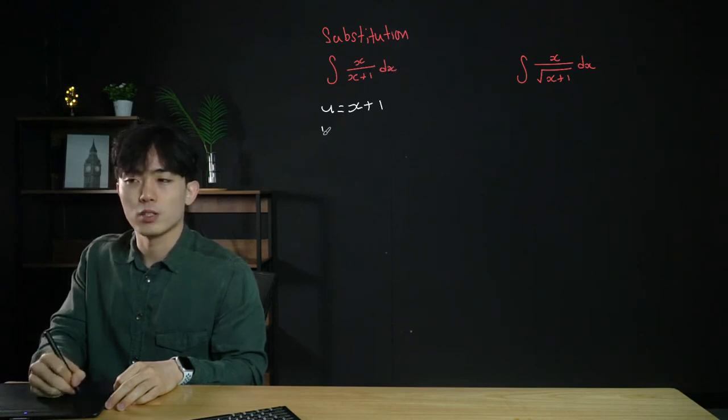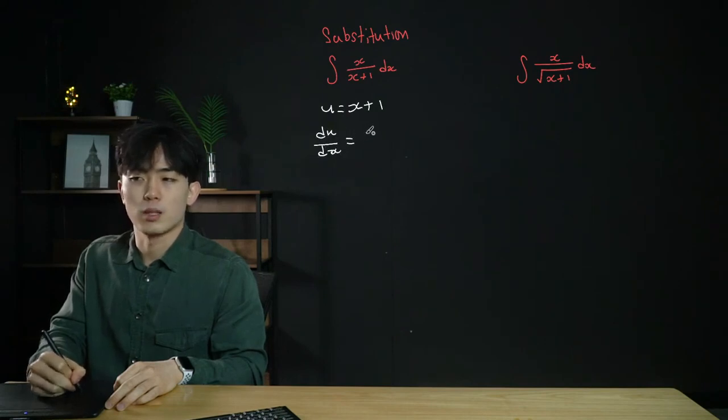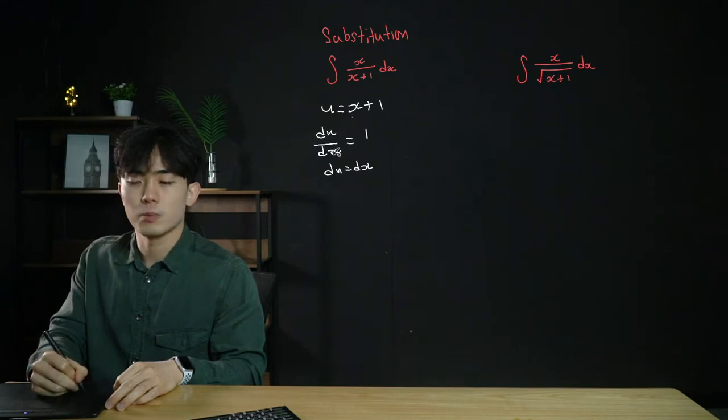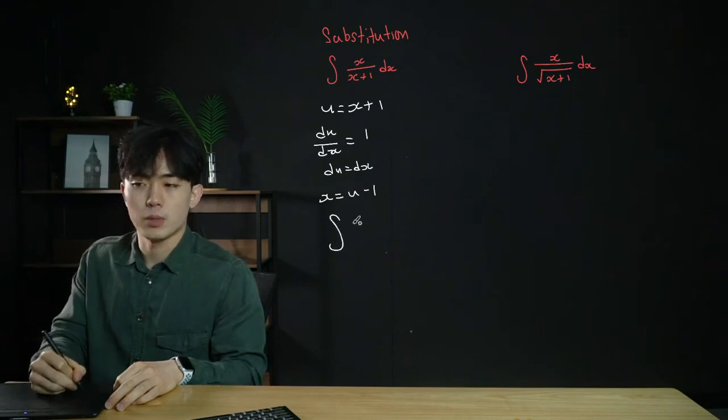So we can differentiate u with respect to x, getting du by dx, and that's just going to be equal to 1. So therefore, du is just equal to dx. We also need to substitute this x term here. So rearranging this u term, we get x is equal to u minus 1, like such. And now we can just go about replacing it or substituting it.